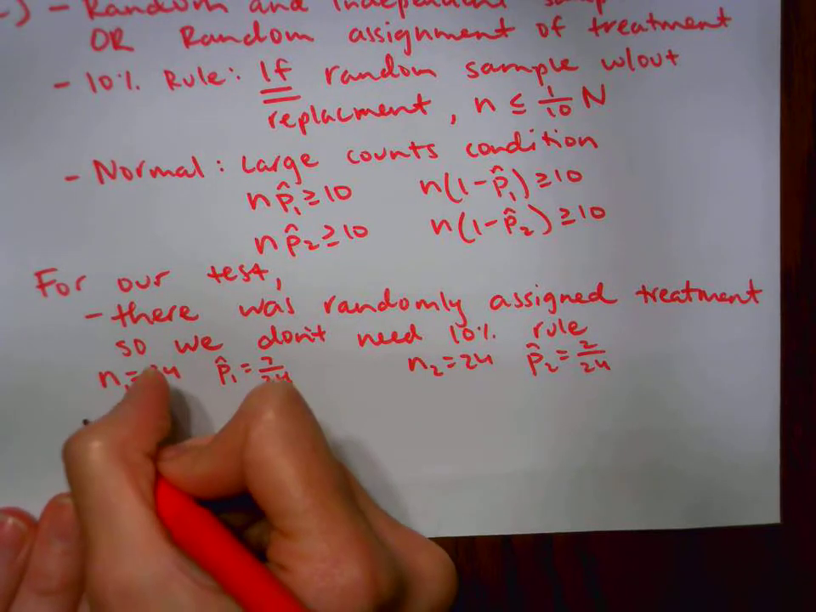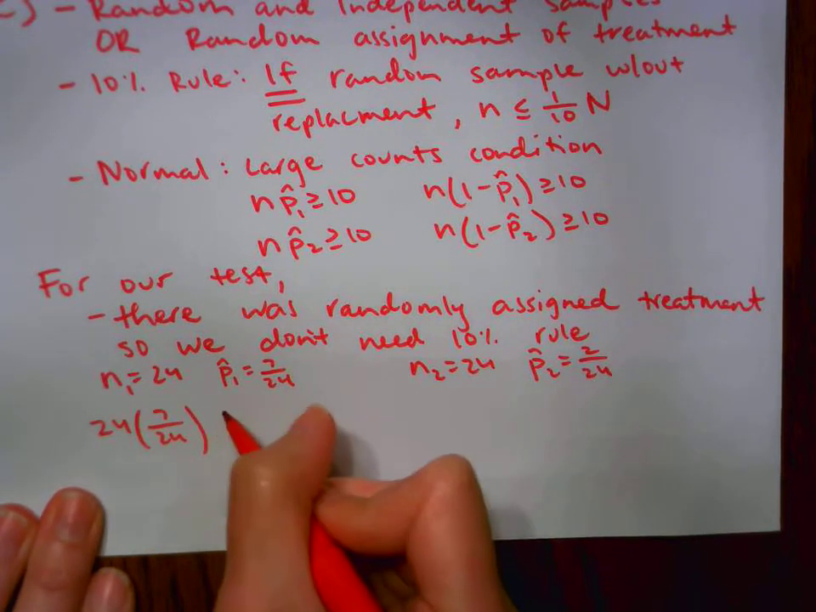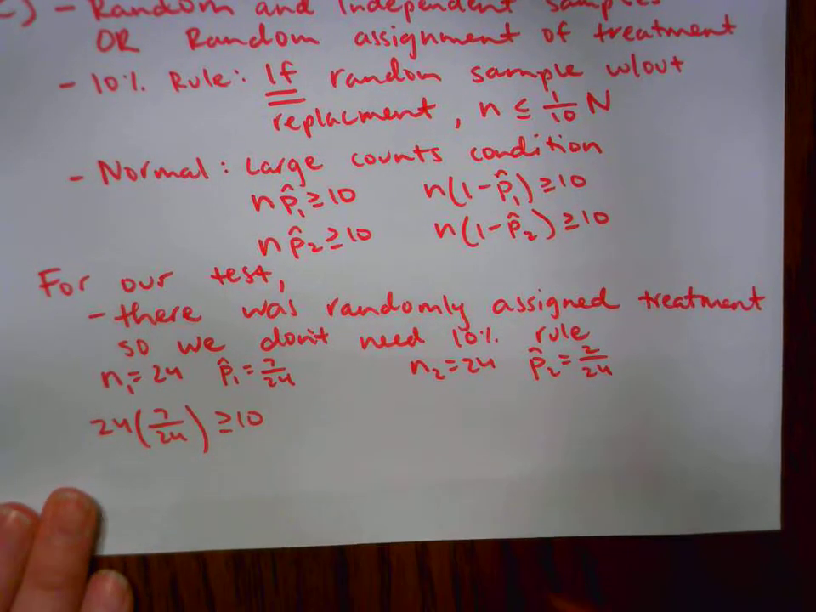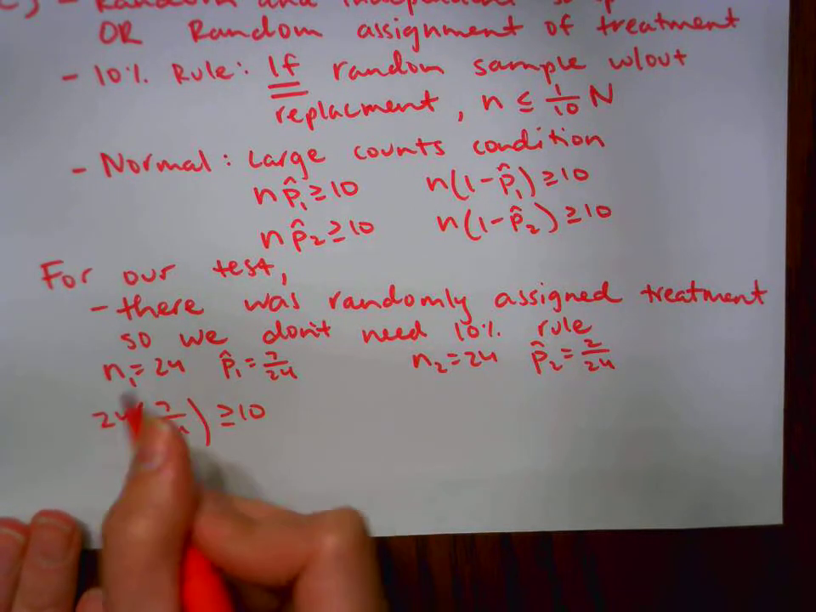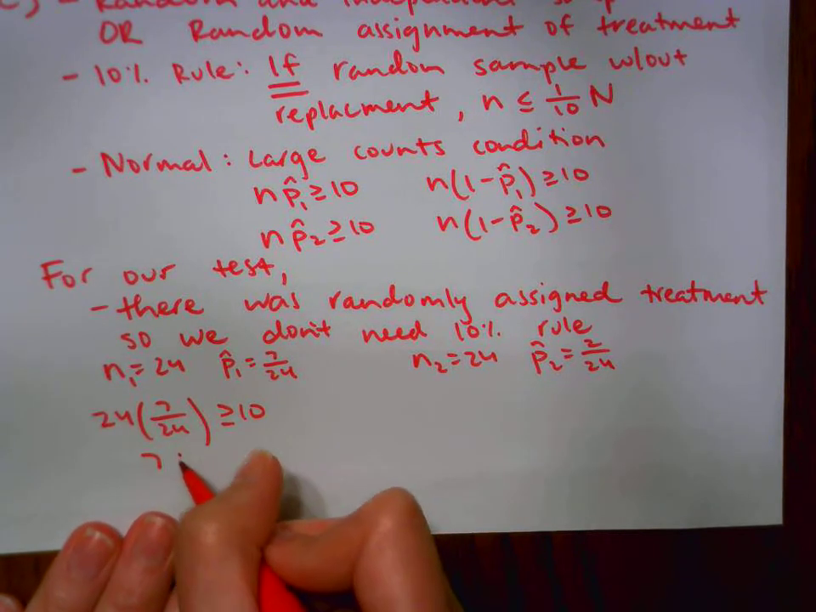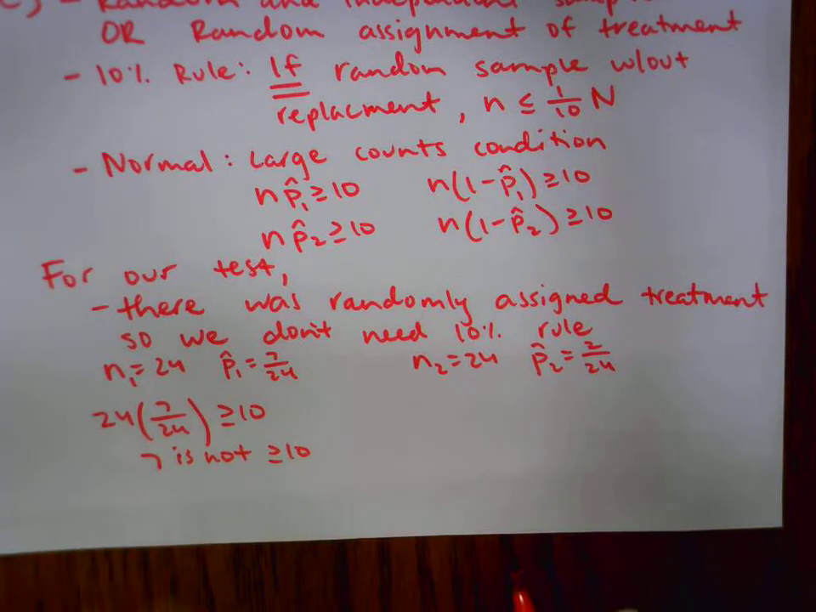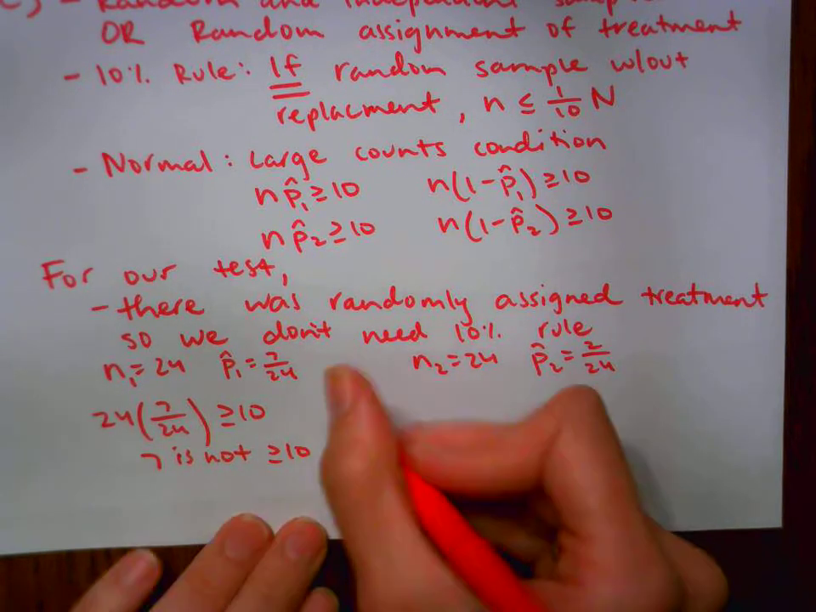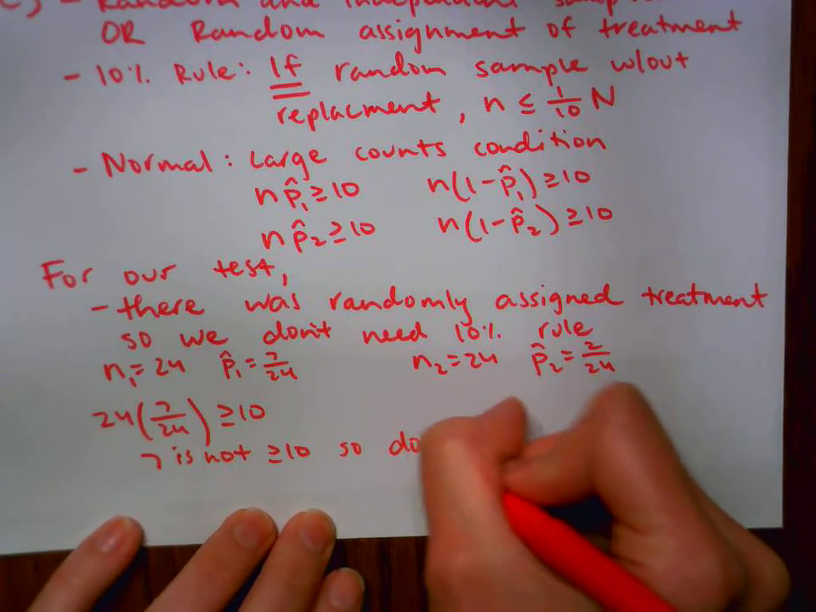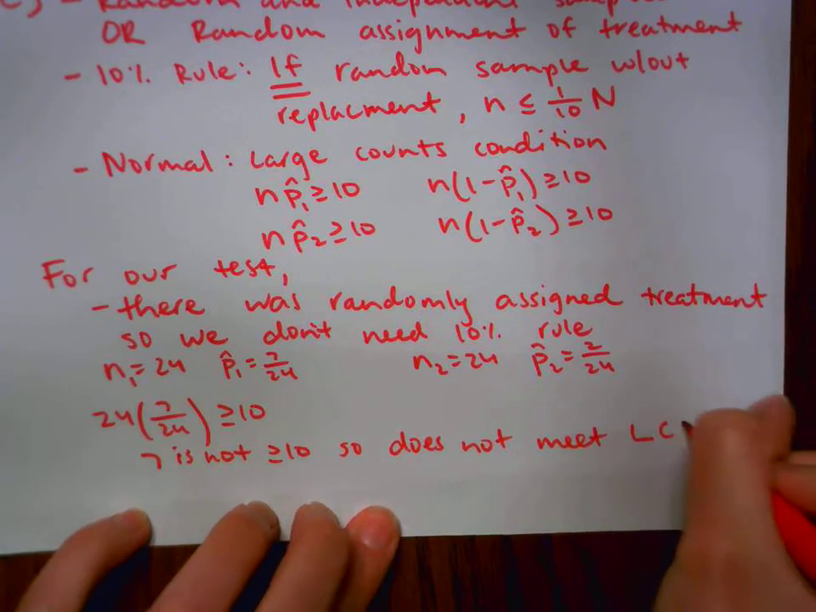So 24 times 7 out of 24. Is that greater than or equal to 10? Because this is just the number of successes, the 24s cross off, that's 7, which is not greater than or equal to 10. So we already failed, so you don't even have to check the other three. 7 is not greater than or equal to 10, so it does not meet LCC.